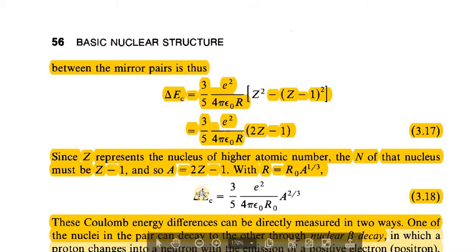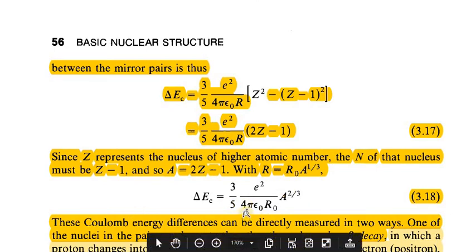Therefore delta Ec equal to 3 by 5 e square by 4 pi epsilon 0 R, substituting R0 A power 2 by 3.